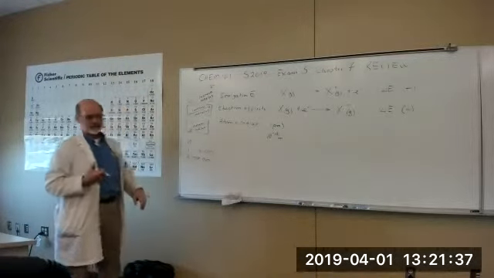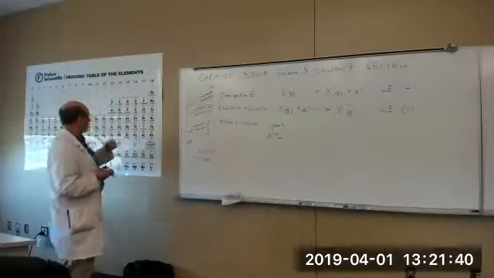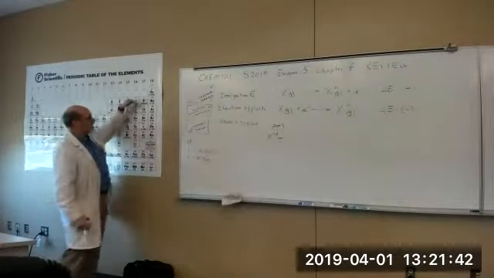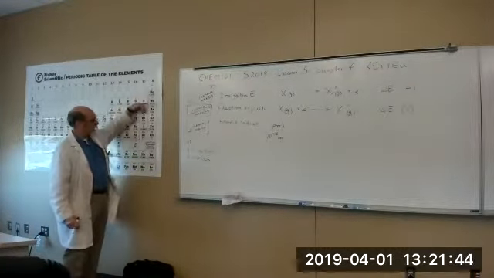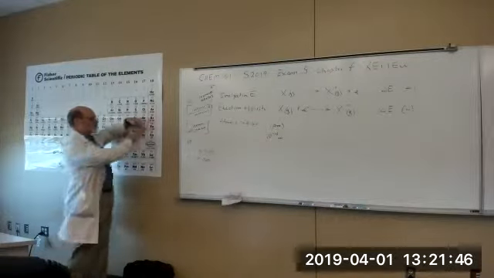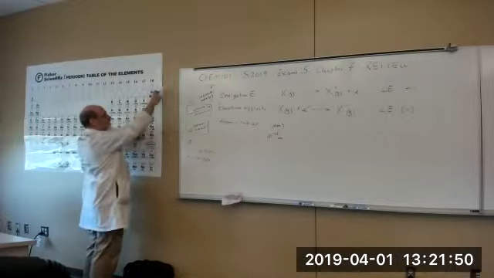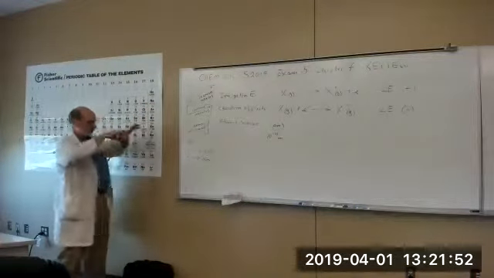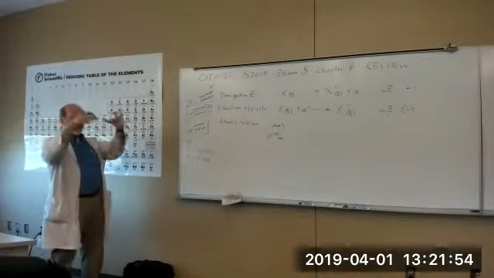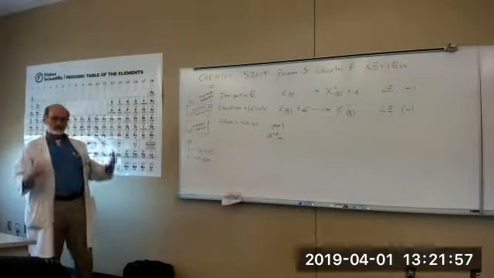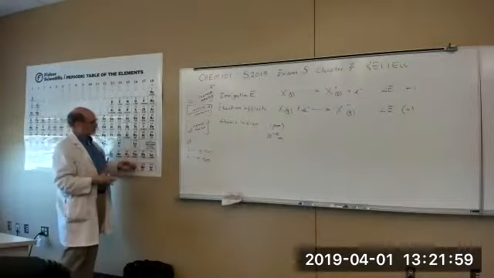How about atomic radius? Atomic radius increases as you go from top to bottom. That's because you're adding energy levels. Right? You're going from 1, 2, 3, 4, and those mean you're farther away from the nucleus. You got a bigger atom.